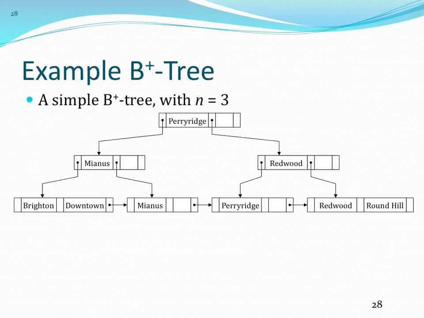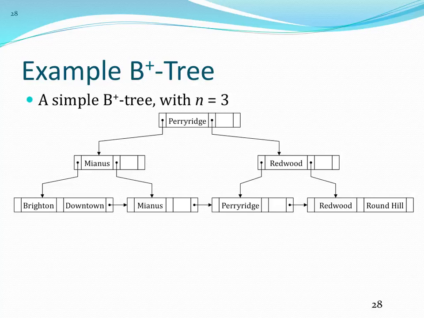Here's a very simple B plus tree. And this is going to be the last thing that we look at today. You can see, for example, this was just built on the branch names. If I wanted to look up Redwood, you can see that Redwood appears in multiple places. Perry Ridge appears in multiple places, and so forth. If we were doing this, we would say, I want to look up Round Hill, and you would look at the first thing and say, well, Round Hill is larger than Perry Ridge. I need to follow the right pointer.